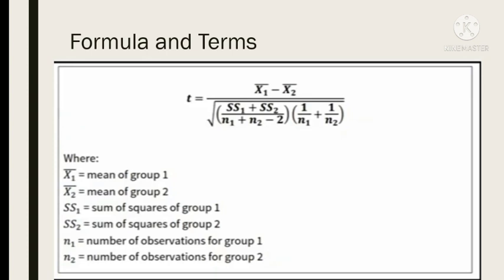The equation above is the formula that we're going to use, where x bar sub 1 is the mean of group 1 and x bar sub 2 is the mean of group 2. SS sub 1 is the sum of squares of group 1 and SS sub 2 is the sum of squares of group 2. N sub 1 is the number of observations of group 1 and N sub 2 is the number of observations for group 2. So those are the things that we need to familiarize with.